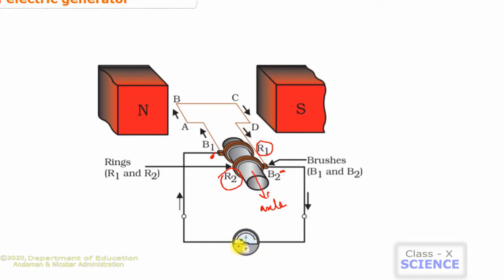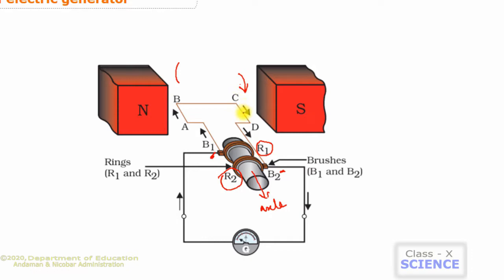In this circuit, we have connected a galvanometer to detect the presence of current or flow of electric current in the circuit. The axle attached to the two rings is rotated such that the arm AB moves up and the arm CD moves down in the magnetic field produced by the permanent magnet. So this is our permanent magnet. Let us say the coil ABCD is rotated clockwise, in this direction. So AB moves up and CD moves down. So this is the clockwise direction, right?